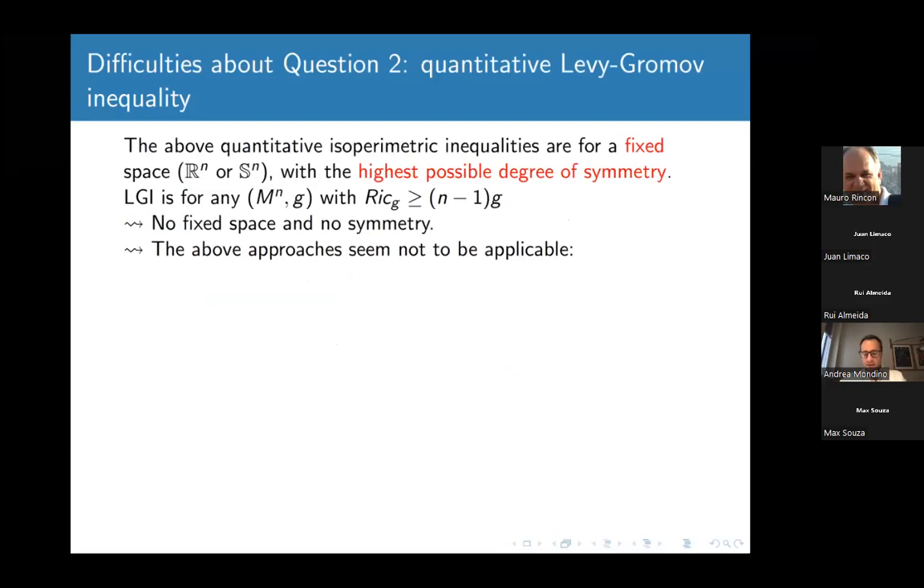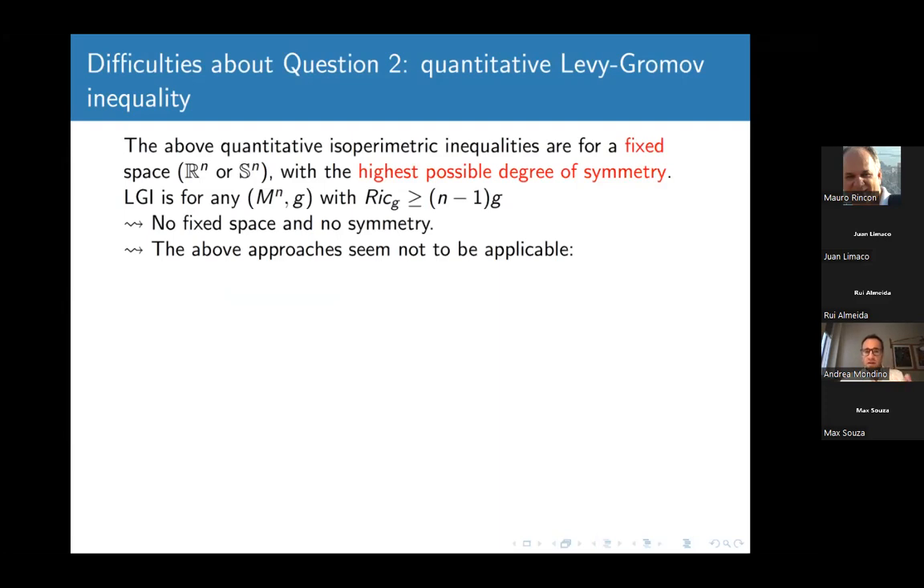All right, so this is about question 2 in the Euclidean and in the spherical setting. The Euclidean space and the sphere are very special manifolds. Basically, they are the manifolds with the highest possible degree of symmetry. And the Euclidean and the spherical isoperimetric inequalities are for a fixed space, for the round sphere or for the Euclidean space.